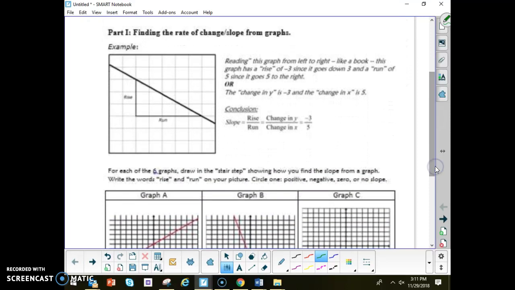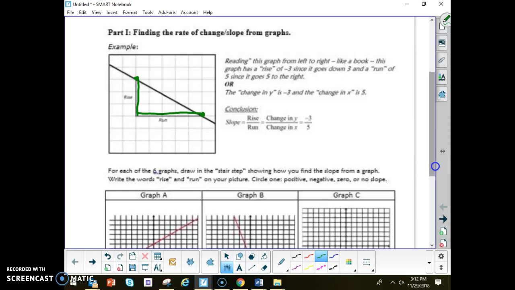So here is a graph, and I'm going from this point where it crosses in between the grids, and here's another one. I always start left to right. Well, this one came down and then went over. This is the rise and this is the run. This is the change in y over the change in x.